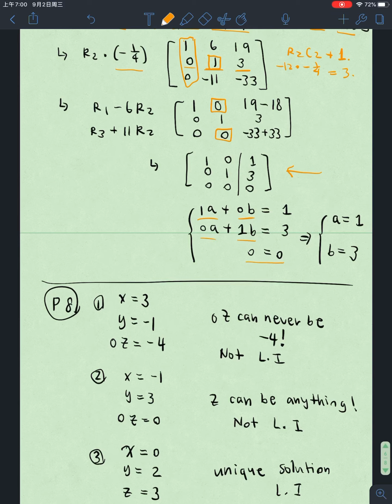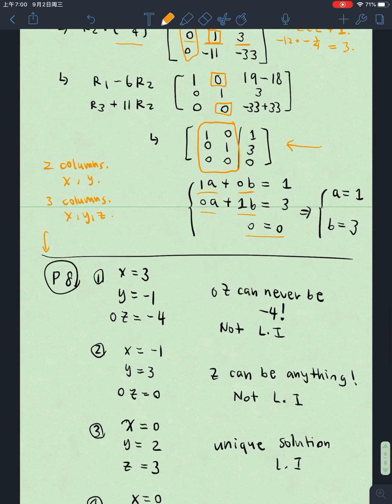So here I need to clarify something. Here we can see that there are only 2 columns. If there are only 2 columns, it means it has only 2 variables, so it will be x and y. But if it has 3 columns, it will be x and y and z. But for this thing, I will just talk more about it in problem 8.